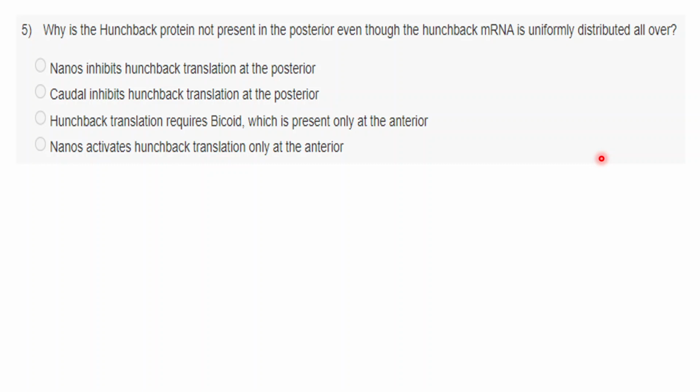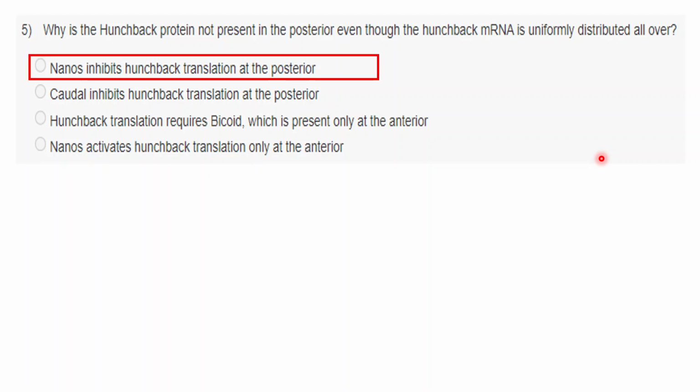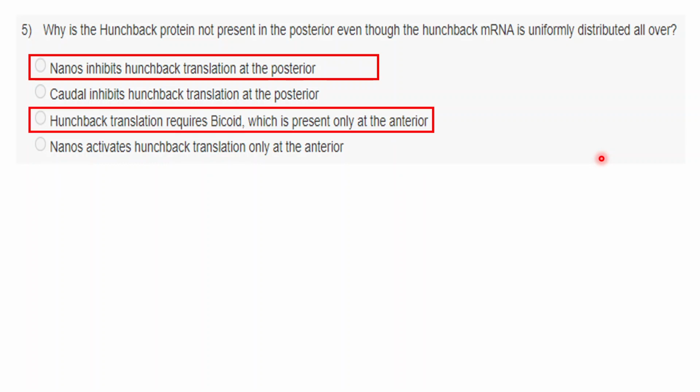Okay, I see that you have mentioned statement 1 to be the correct answer: Nanos inhibits hunchback translation at the posterior. Let me reveal the correct answer to this question. You are absolutely correct. Option 1 is the correct answer. Nanos inhibits hunchback translation at the posterior. Meanwhile, there is a second answer which is also correct: hunchback translation requires bicoid which is present only at the anterior.